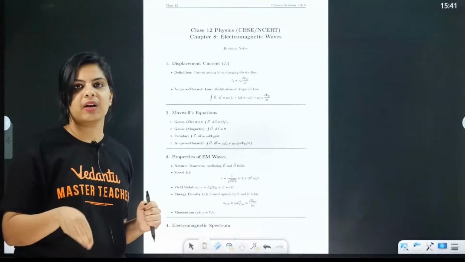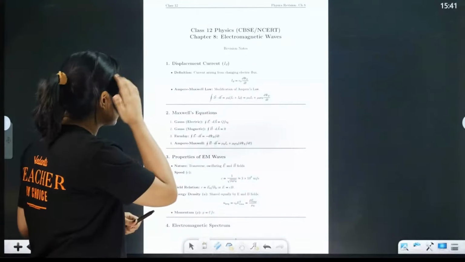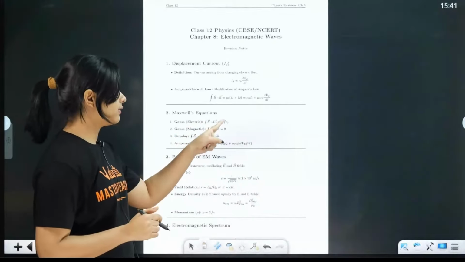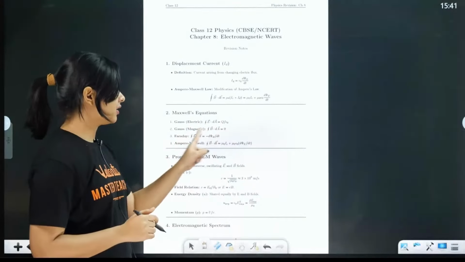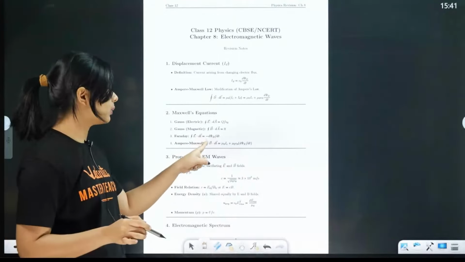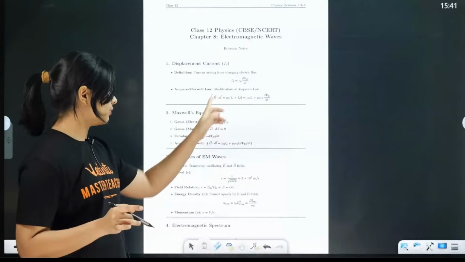ID is the displacement current, and IC is nothing but the conduction current. Okay? So next is the Maxwell equations. Gauss's law: closed integral E dot dA equals Q by epsilon naught, and for magnetic it is 0. Faraday's law: closed integral E dot dl equals minus d phi by dt. Next is the Ampere-Maxwell law, that is what we have discussed.